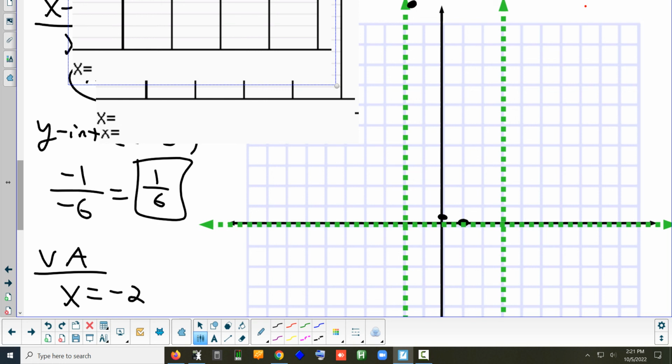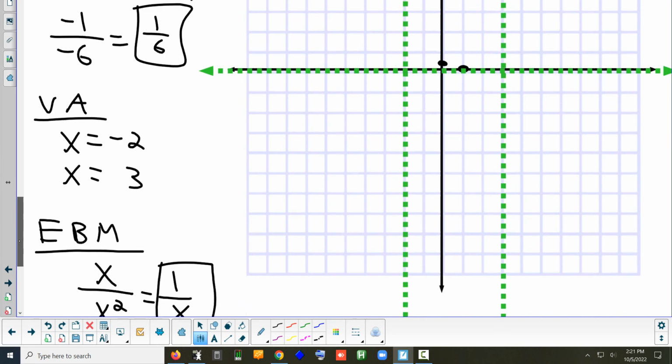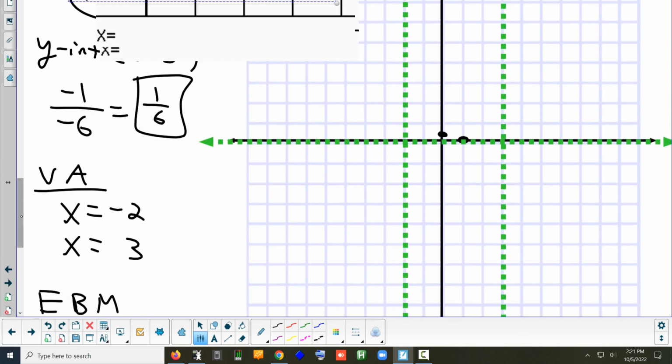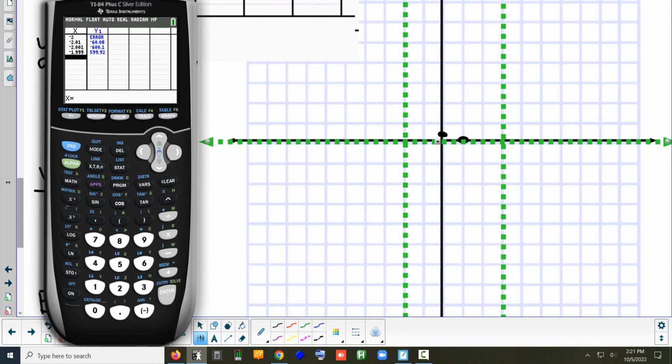All right? Let's do it again. Now let's do it for 3. So I don't want to type in 3 because that's an error. But what's a number just a little smaller than 3? Jen?